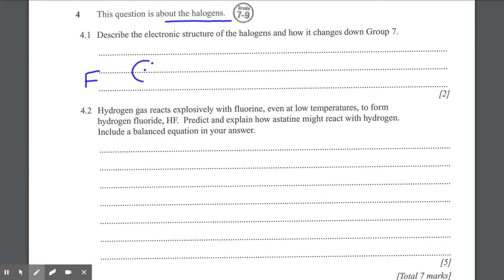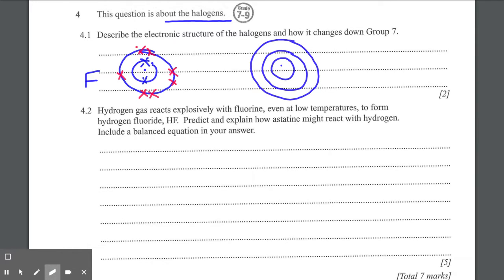So if we draw fluorine first of all, fluorine has 2 shells. The first shell, as always, has 2 electrons in it. The second shell, or the outer shell for fluorine, then has 7 electrons. Now this is the same for all of the elements underneath fluorine as well. So if we go to chlorine underneath, chlorine has exactly the same scenario, but this time has 1 extra shell, but it again still has 7 electrons in the outer shell.